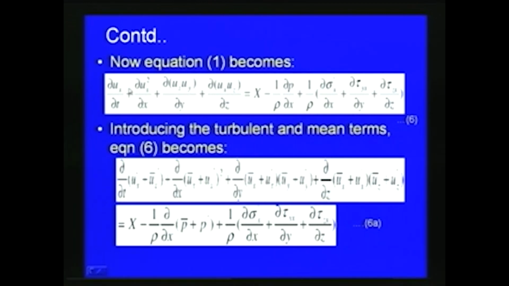So, we can write del u x by del t plus del u x square by del x plus del u x u y by del y plus del u x u z by del z is equal to X minus 1 by rho del p by del x plus 1 by rho del sigma dash x by del x plus del tau y x by del y plus del tau z x by del z. Now we will introduce the turbulent and mean terms. This is now the Cauchy's equation of motion transformed as in equation number 6.